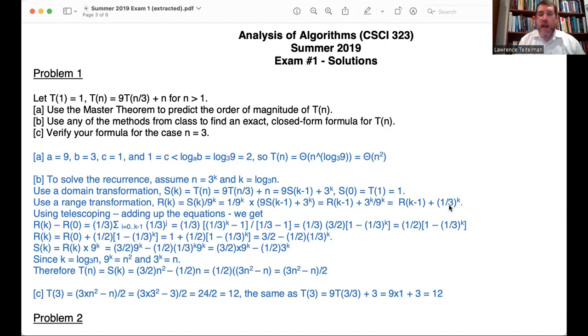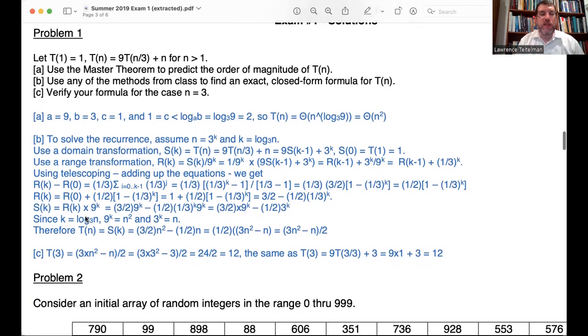Okay. So now what I do is I subtract r of k minus 1 from the other side. In some of the newer solutions, I spell this out a little bit more. But basically what I'm doing is subtracting r of k minus 1 from r of k. You're not seeing it here, so I'm going to write it in the chat for a moment.